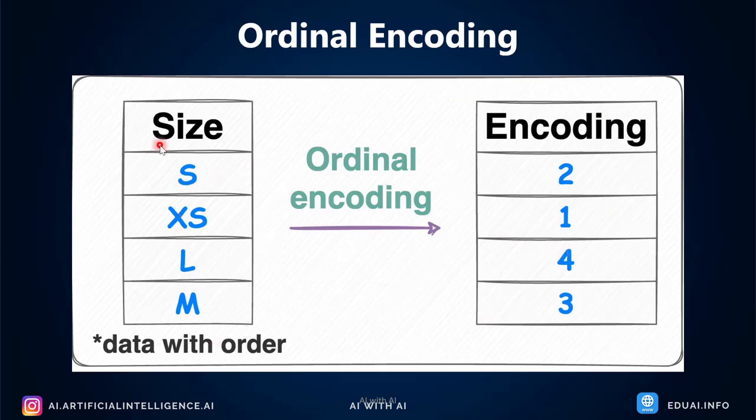Then what is count encoding? We have one more type of encoding, which is count encoding. Now I don't want the label, I don't want the sequence or the order, but I want to count how many times this small came, how many times that green color came.